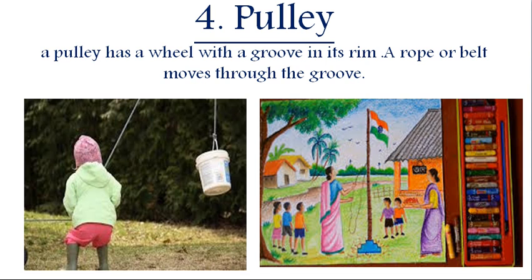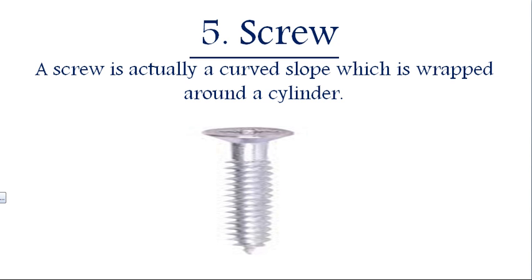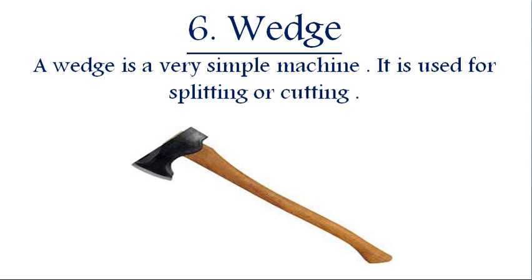Next we come to a screw. Now what is a screw? A screw is actually a curved slope which is wrapped around a cylinder. A screw is used to hold things together firmly. Next we come to the wedge. A wedge is a very simple machine. It is used for splitting or cutting. There you can see an axe, which is also an example of a wedge.